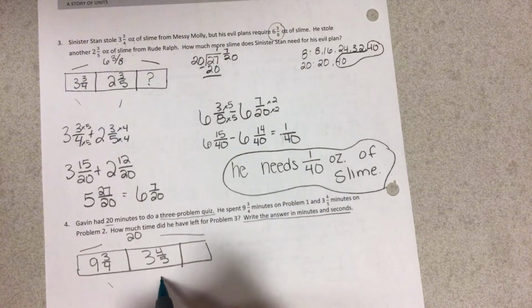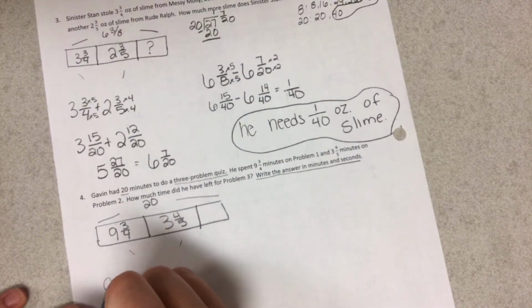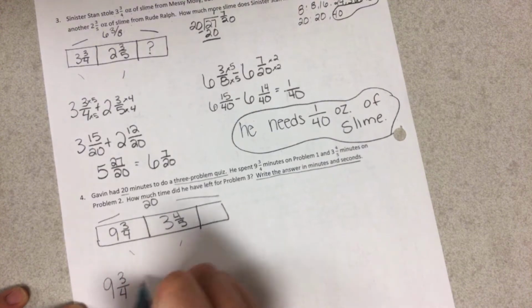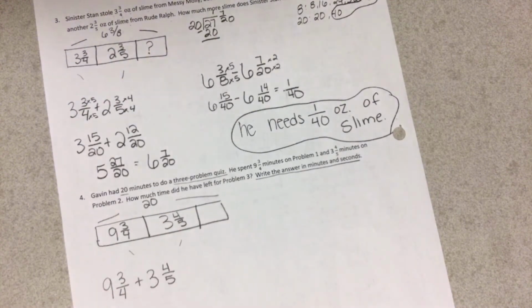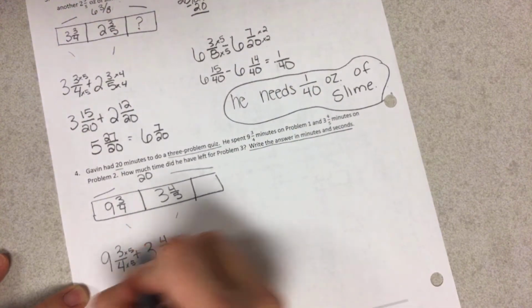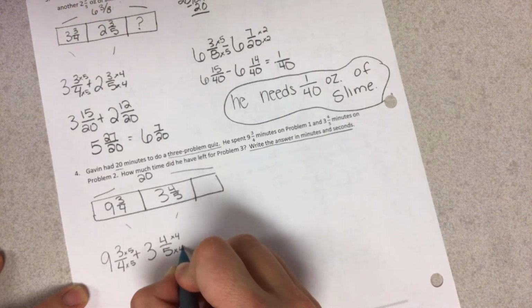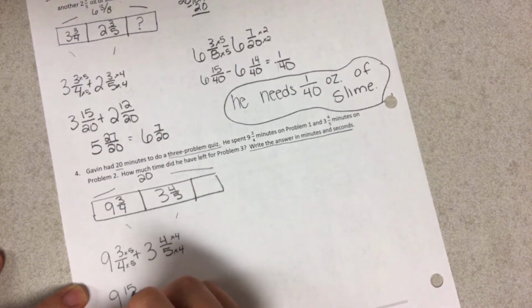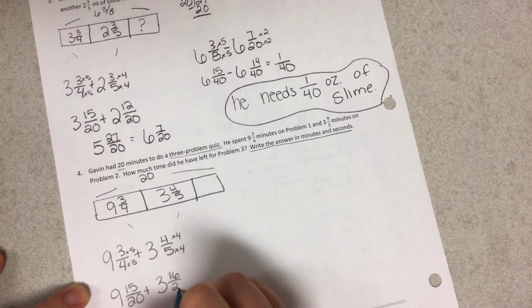So first, what I need to do is figure out how much time he spent so far on those first 2 problems. And I'm going to add them up, 9 3/4 plus 3 4/5. I already know that my common denominator is going to be 20. So I'm going to multiply this by 5 and multiply this by 4. I have 9 15/20 plus 3 16/20.